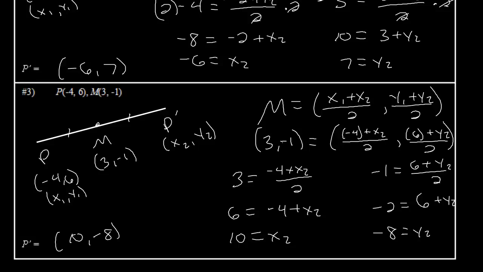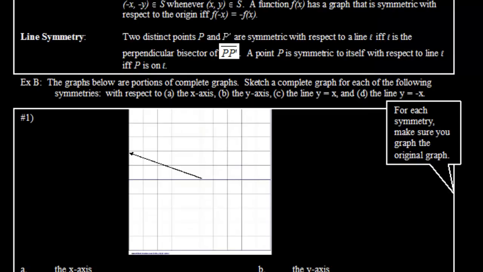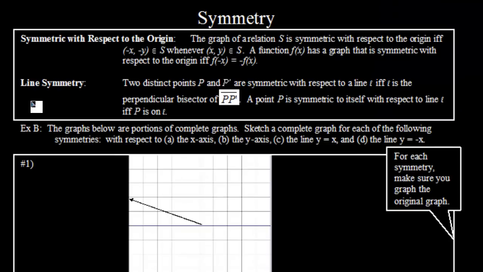We continue here to the next page. So we just talked about symmetric with respect to a point, point M. This is more specific, symmetric with respect to the origin. The origin, you'll recall, is where the x and y axis intersect each other. The graph of a relation S is symmetric with respect to the origin, the ordered pair 0, 0, if and only if -x, -y is an element of S whenever x, y is an element of S.